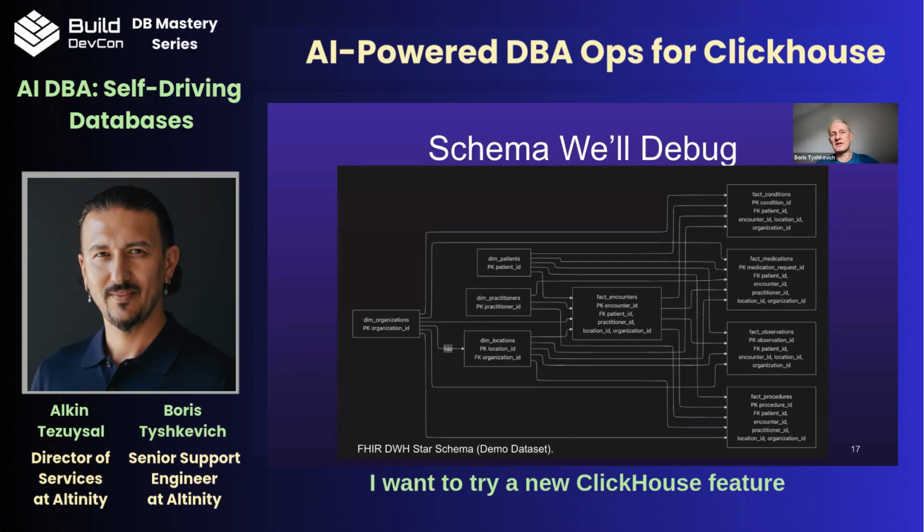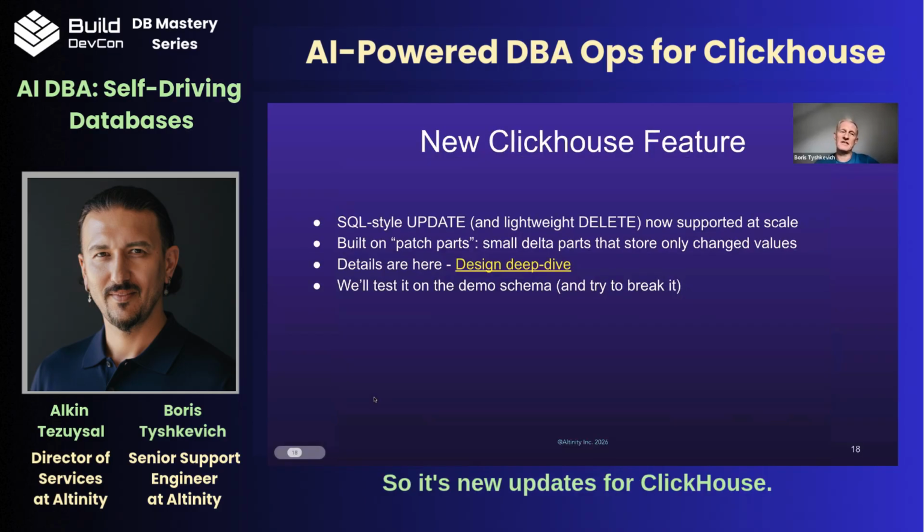First of all, I want to try a new ClickHouse feature, named SQL-style updates. So it's new updates for ClickHouse. As you probably know, ClickHouse didn't work too well with updates and deletes, but last year that changed. So ClickHouse now has fast updates and fast deletes, nearly the same speed as all other databases. It's a new feature, and it's based on so-called patch parts. And I try to use it in data warehouse schema design.